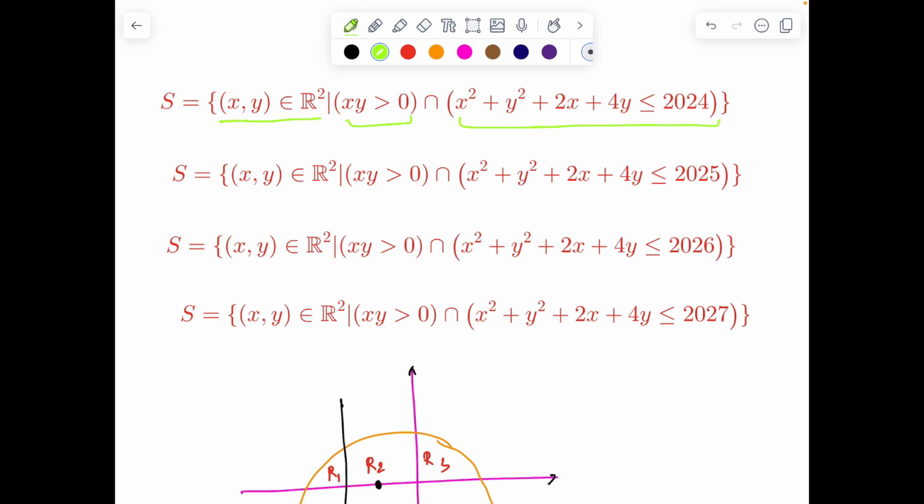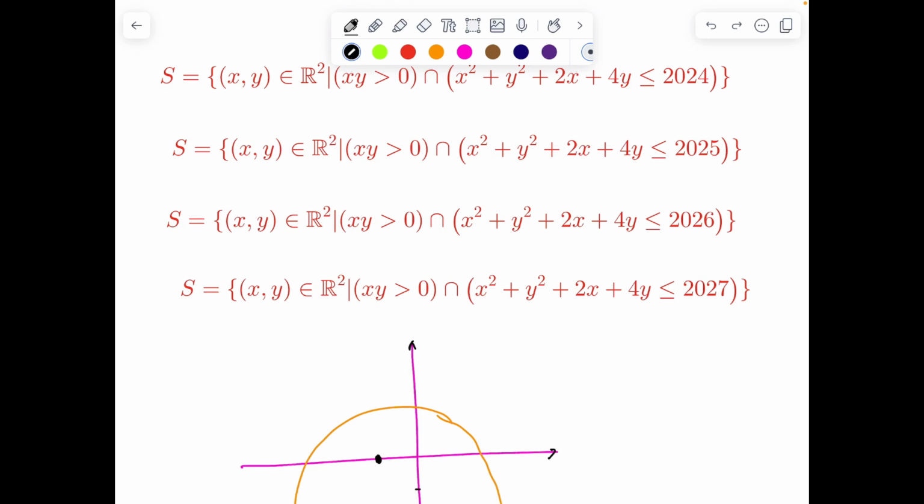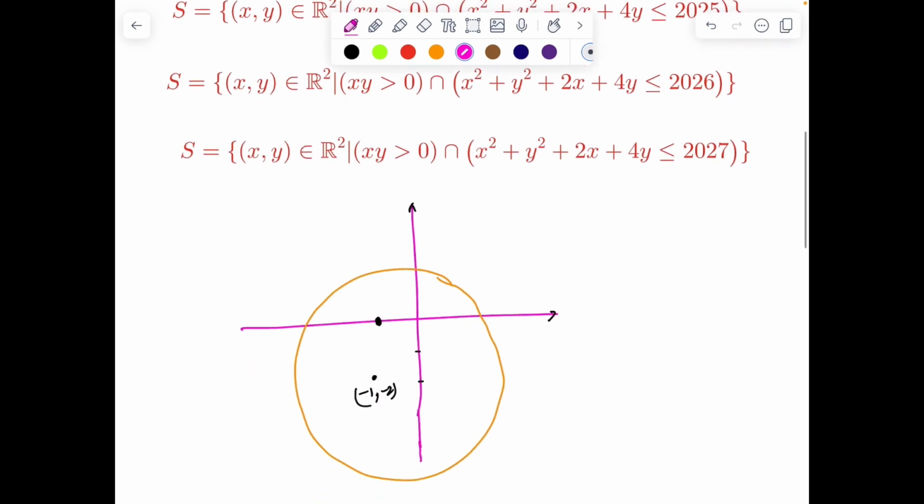Now clearly the second curve is a disk, a circular disc, and the first is the region where xy is positive. So you can clearly find the radius, because if you make a perfect square, it will become 2024. How much will be added? Clearly you can see 5 will be added, so it will go to 2029, because the given expression can be written as (x plus 1) whole square plus (y plus 2) whole square is less than or equal to 2029, because 5 is extra. So now I know the radius of this circle is root 2029. The given circle is shown in the diagram.